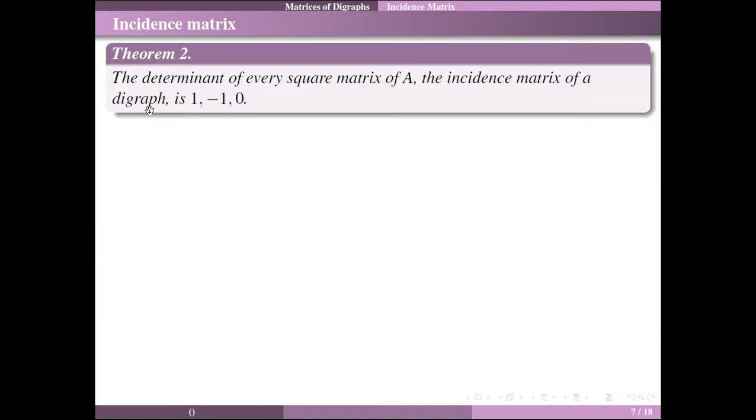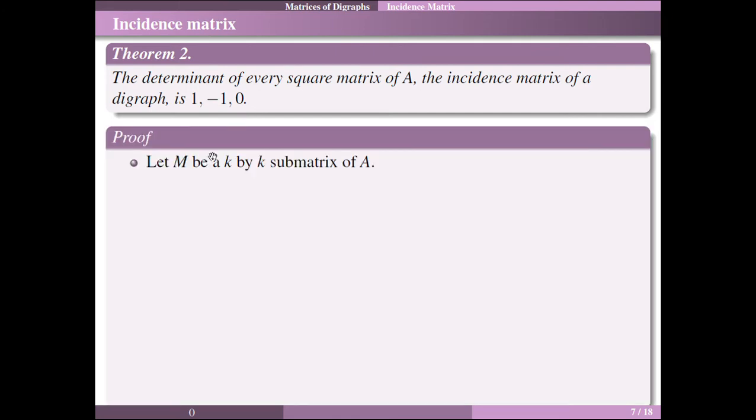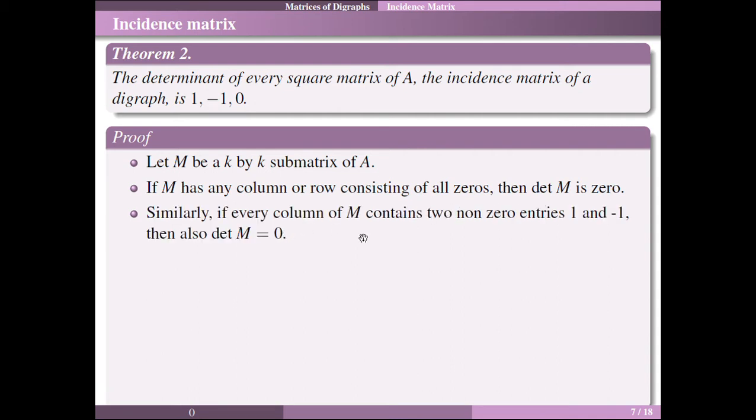Let us prove a theorem where we are going to show that the determinant of every square submatrix of A, that is the incidence matrix, is either 1 or -1 or 0. The proof is as follows. Let M be a k by k submatrix of capital A, that is the incidence matrix. If M has any column or any row consisting of all zeros, then it is clear that the determinant of M is 0. Similarly, if every column of M contains two non-zero entries, 1 and -1, then also we can see that the determinant of M will become 0.